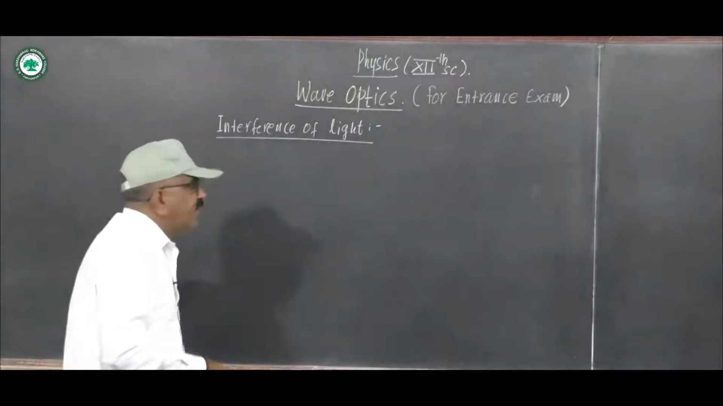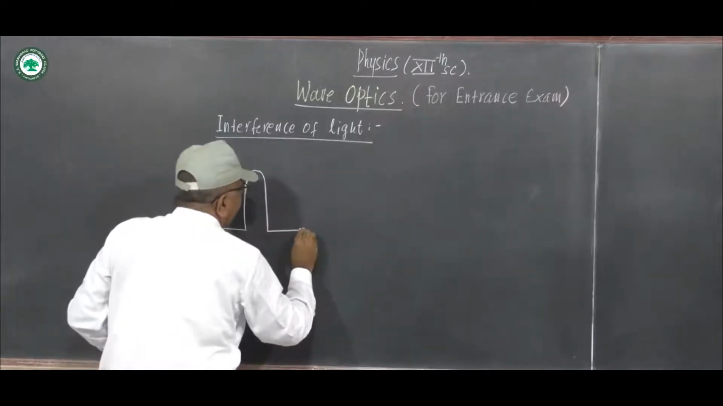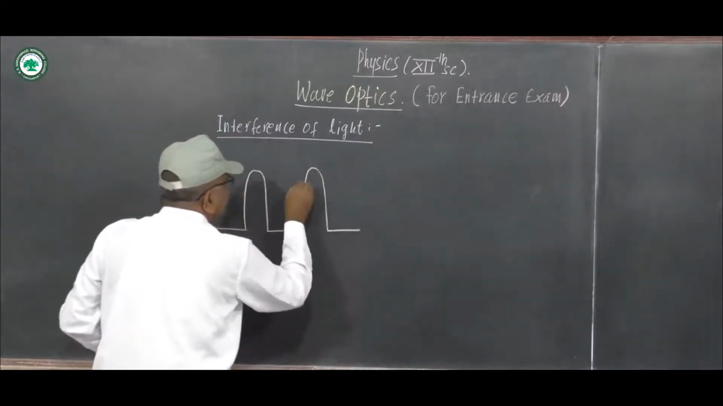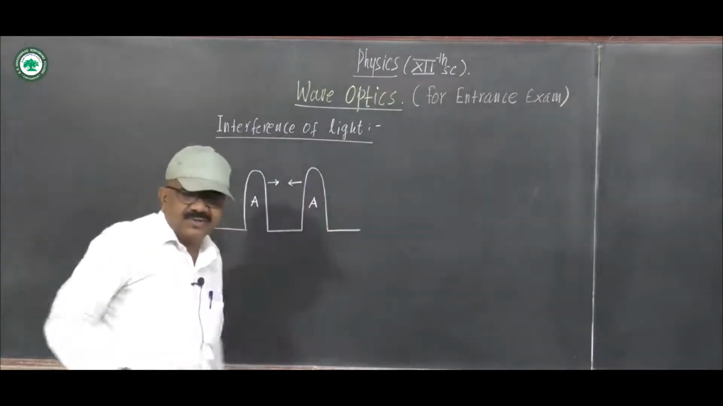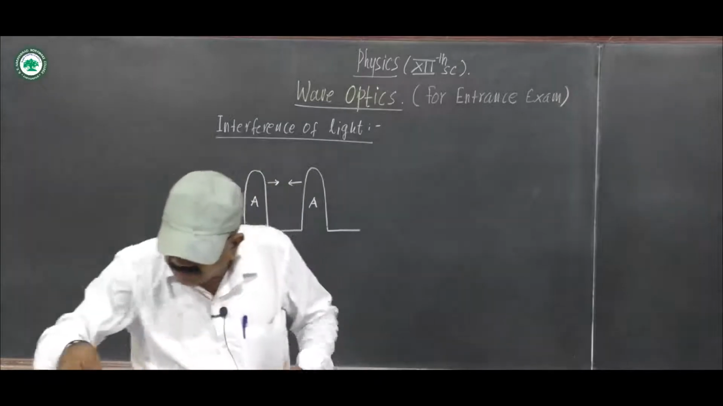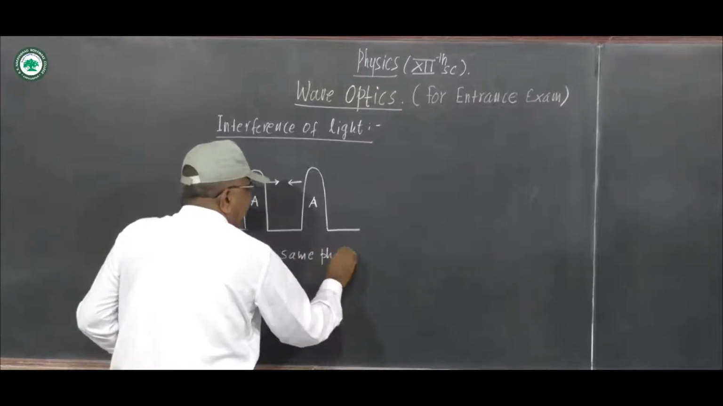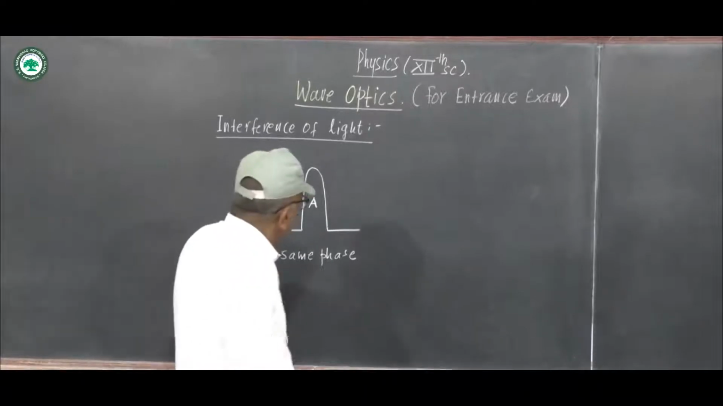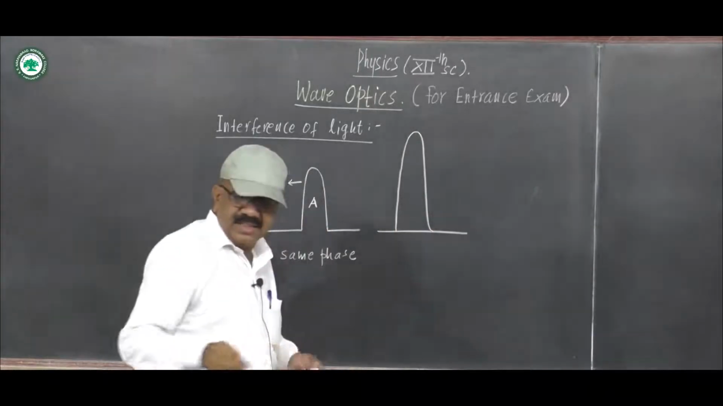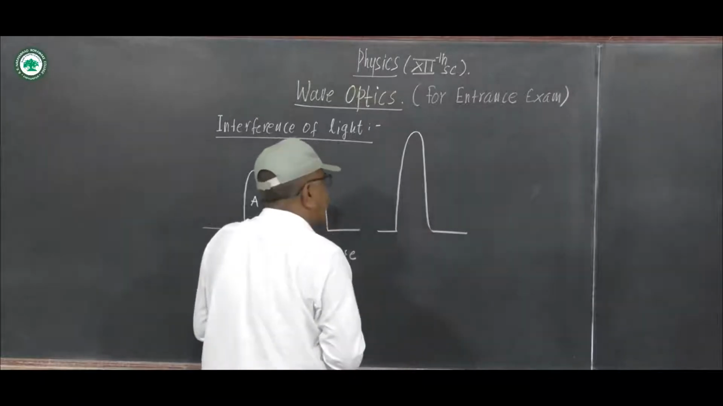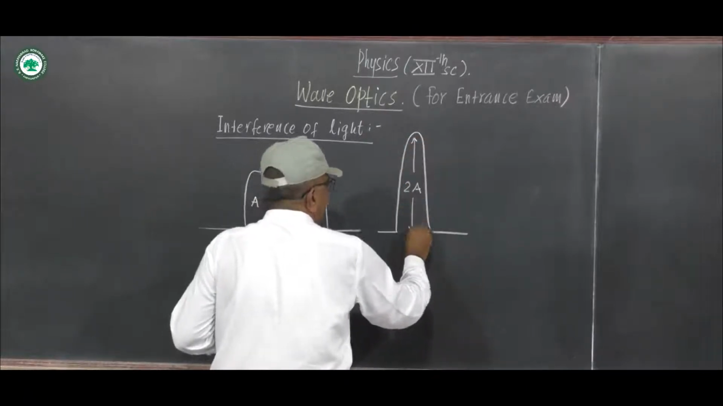If the two waves are in phase, suppose this is the amplitude of wave A, this is also A, these are the two waves, they interfere with each other. The amplitude of this wave is A, the amplitude of this second wave is also A. These waves are in the same phase. Here the resultant displacement adds each other, and the resultant wave is like this, having amplitude 2A. Maximum displacement here is 2A.